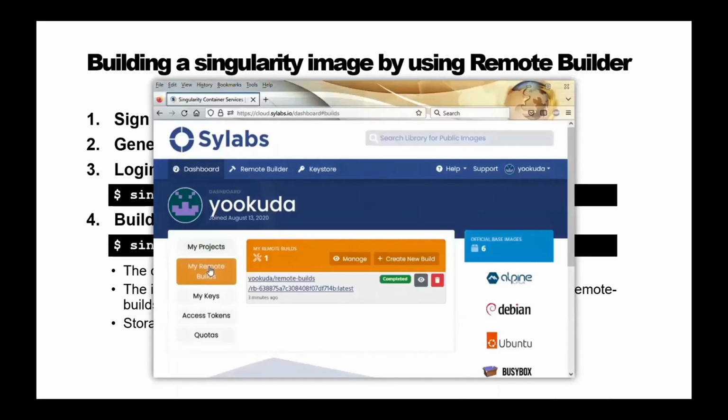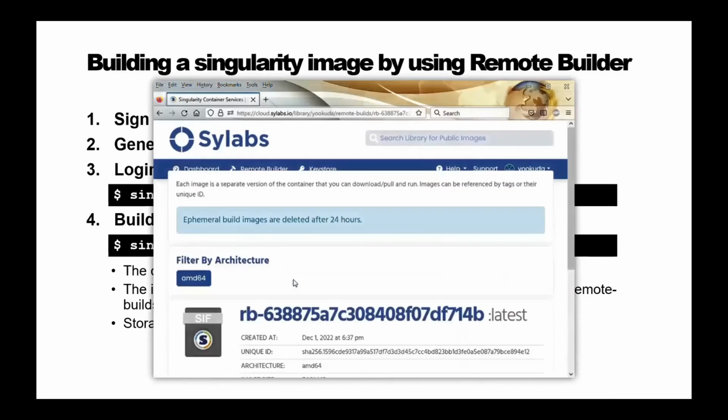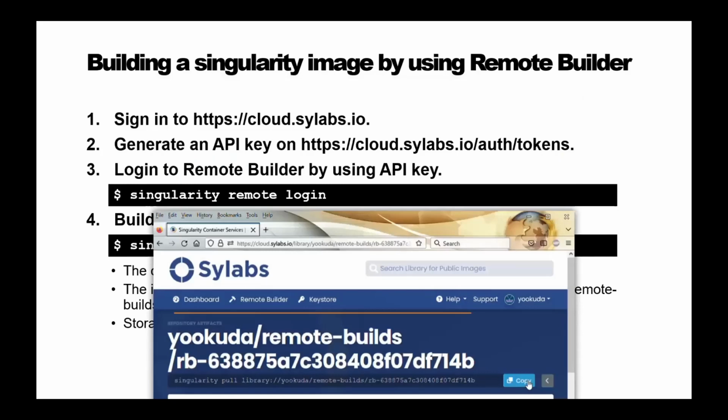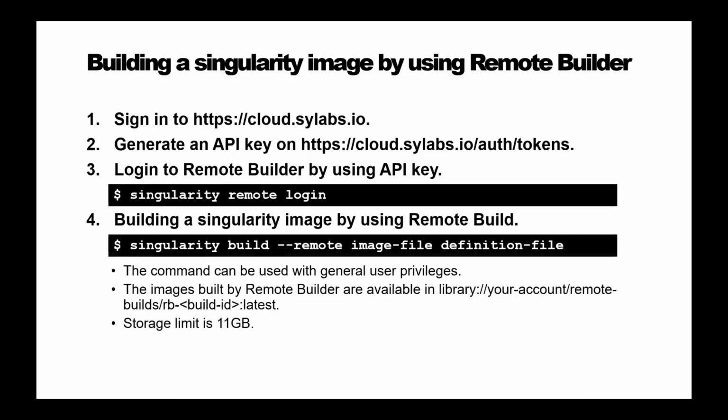The built image remains in the remote builder and can be downloaded elsewhere using the singularity remote login command and the singularity pull command. Please note that the storage limit of the remote builder is not very large, 11 GB.